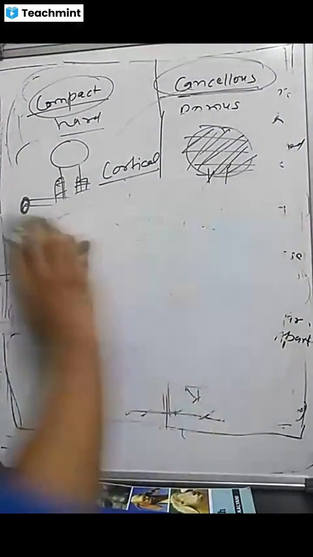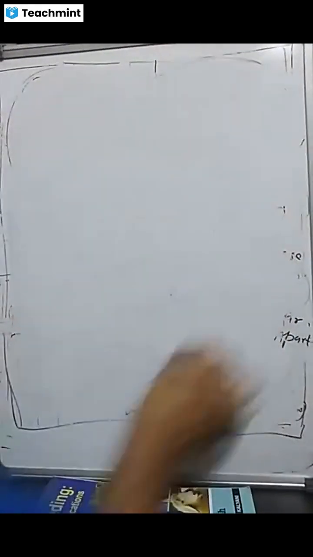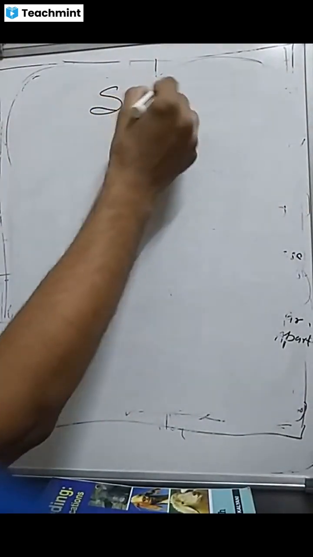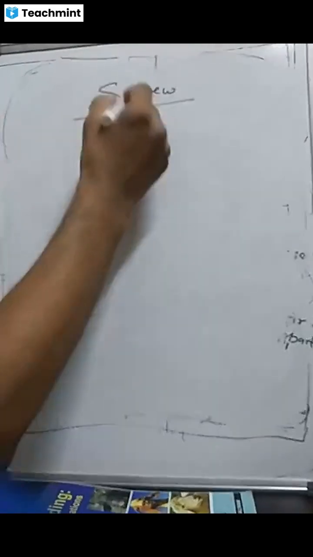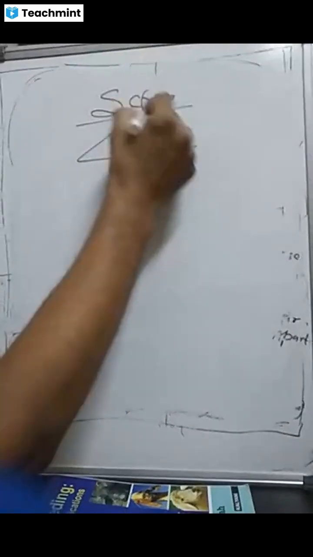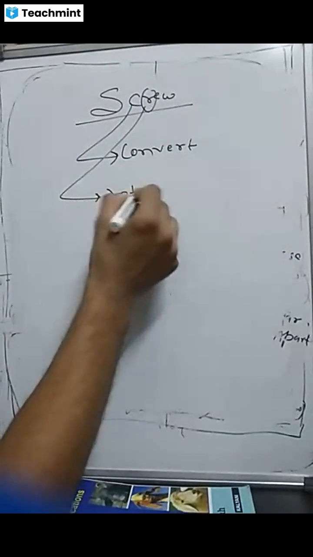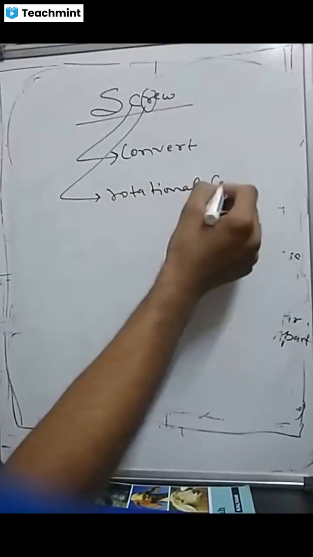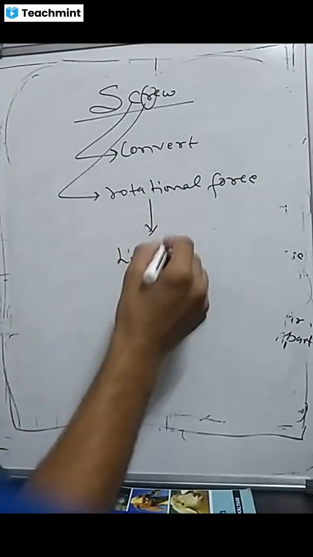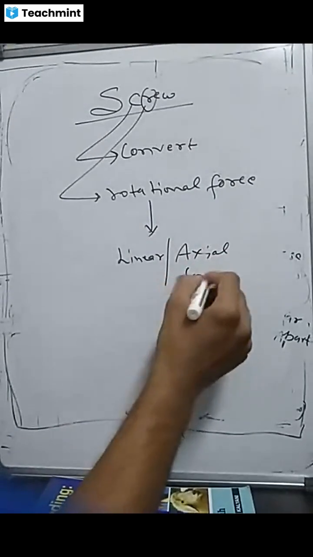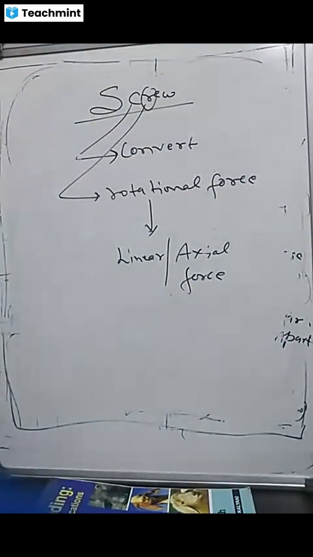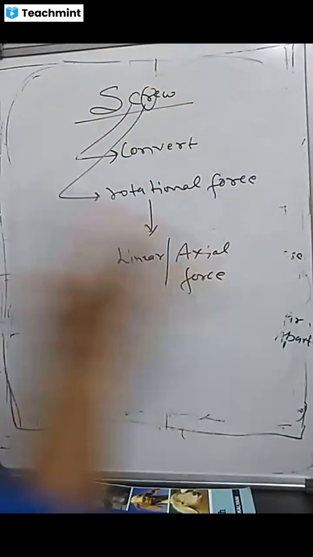So the next topic, which is the main topic of orthopedics, is the screw. What is the role of the screw? They convert rotation force into linear or axial force. This is their main function.